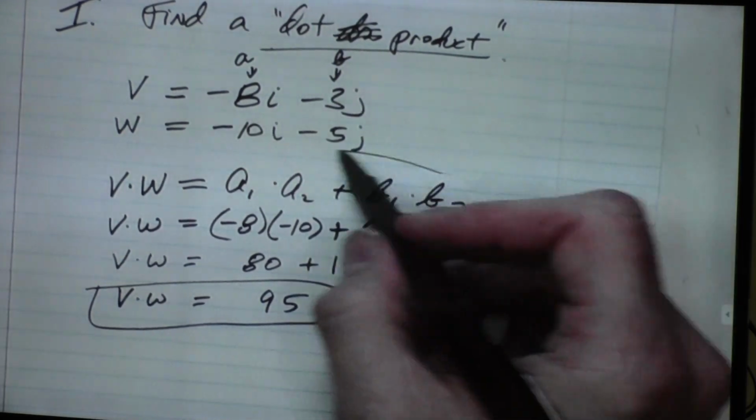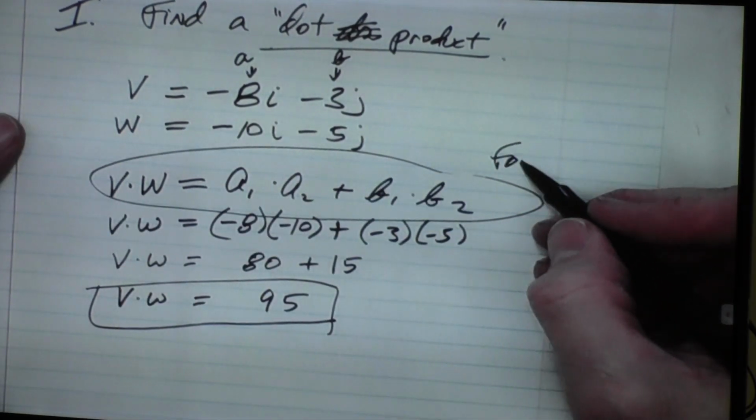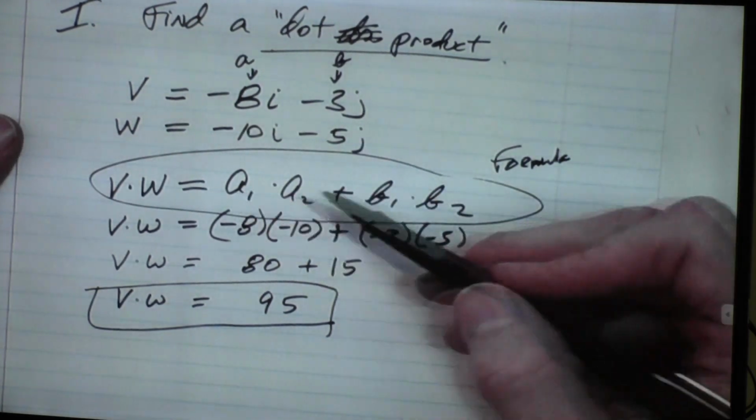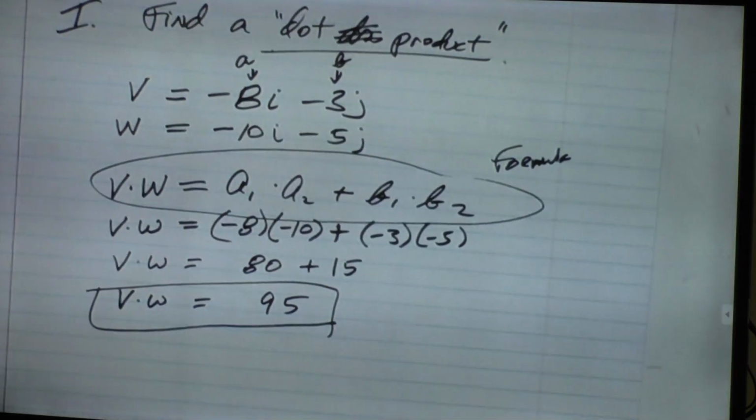So remembering this little formula is key, and then remembering that the a's and the b's are the coefficients, and that this one's not really a hard problem.